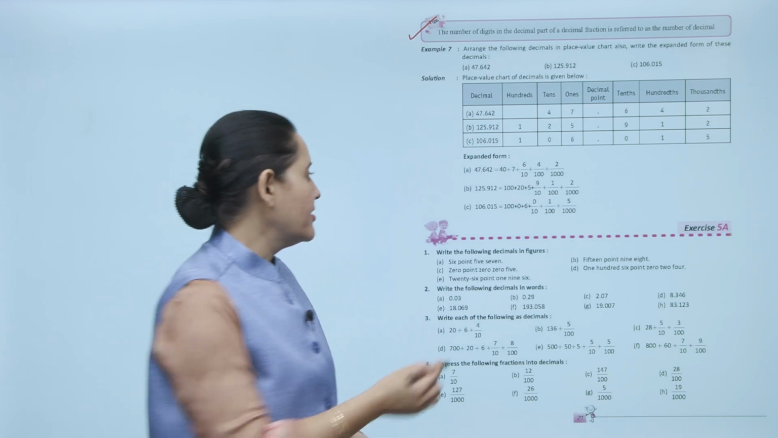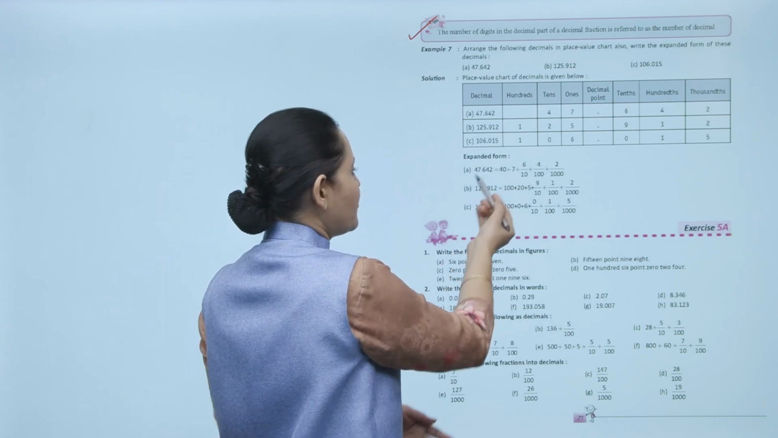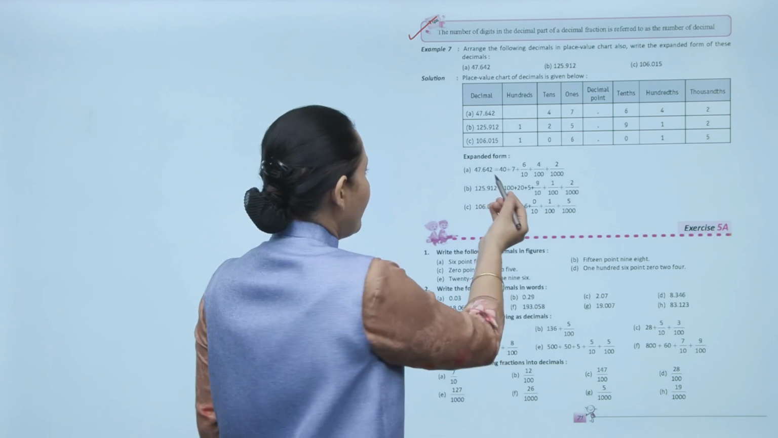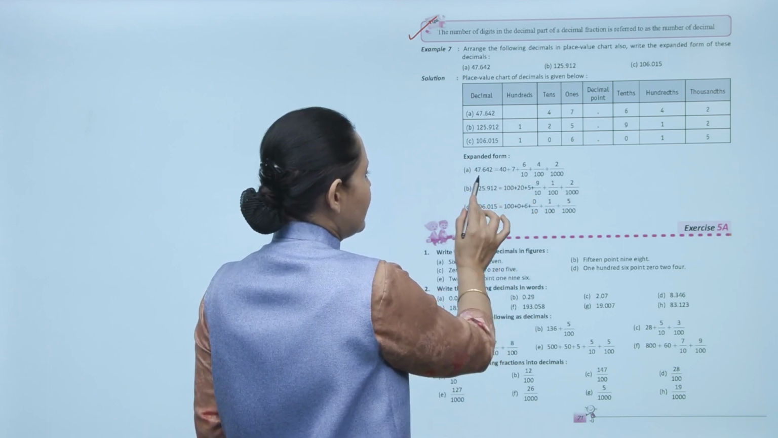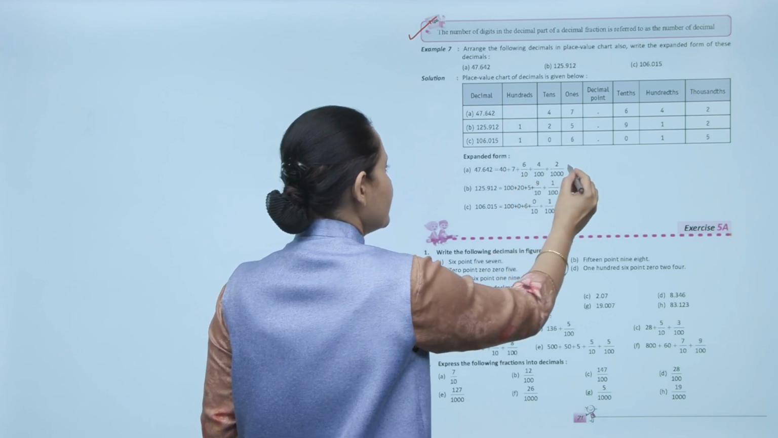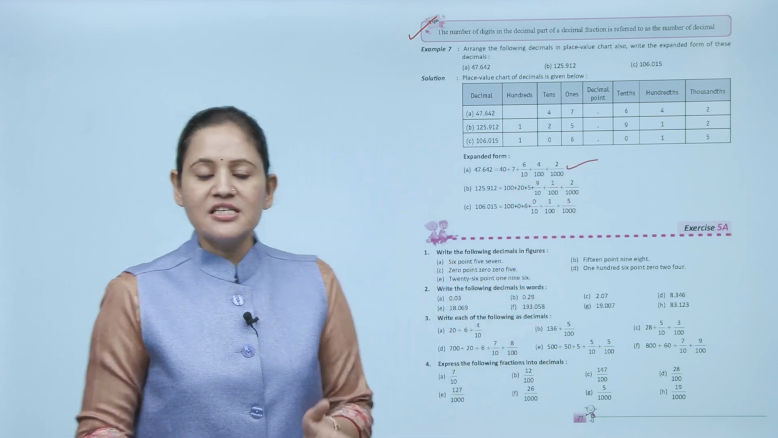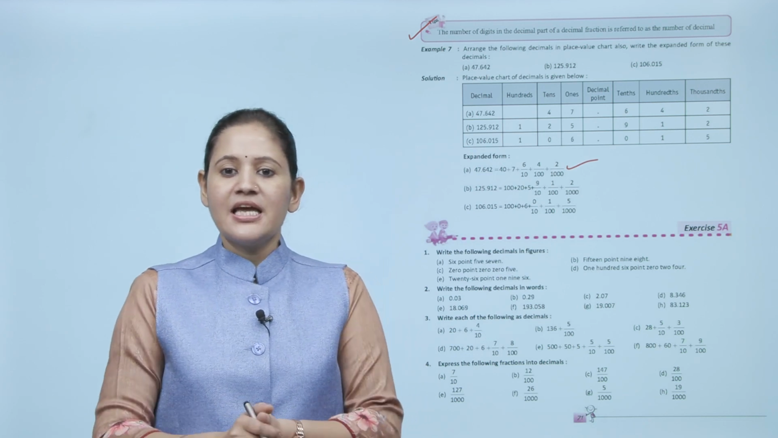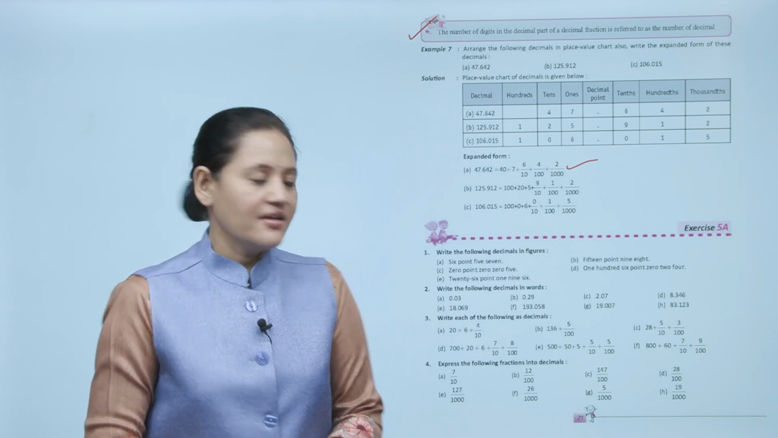Expanded form would be 47.642. So 40 plus 7, then after the decimal 6 upon 10, 4 upon 100 and 2 upon 1000. So like this we will write in expanded form. Next, exercise 5A.